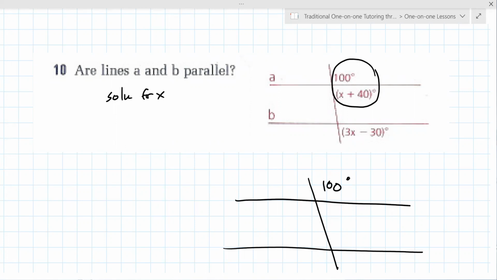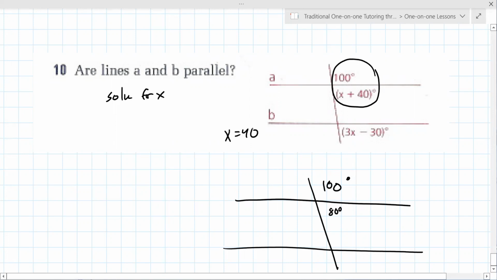X equals 40. So what that tells you is that this other angle is 80. And if we put X equals 40 down in the last one, it's 3 times 40, which is 120, minus 30, which is 90, which makes this other one also 90 degrees. So are these lines parallel, or what would be true if they were parallel? What would be equal, or what would add up to?